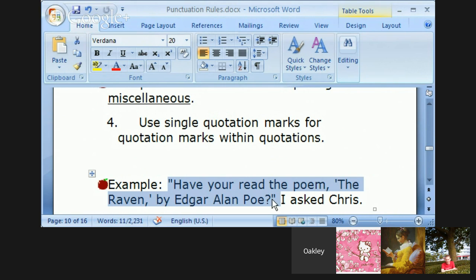Okay, and then the end quotes. So that's how that works. Whatever reason you need to put a quote within a quote, or use quotation marks within a quote, you would use the single quotation marks. Furthermore, when speaking this, "Have you read the poem 'The Raven' by Edgar Allan Poe?", your speech would slightly pause to indicate a breakup of the phrase there.